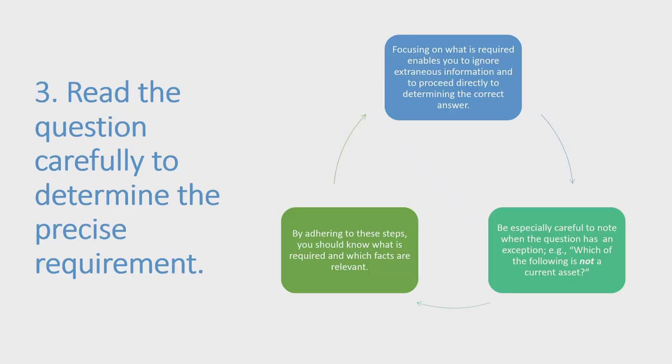Strategy number 3. Read the question carefully to determine the precise requirement. Focusing on what is required enables you to ignore the extra information and to proceed directly to determining the correct answer. Be especially careful to note when the question has an exception. Example words like, which of the following is not a current asset?